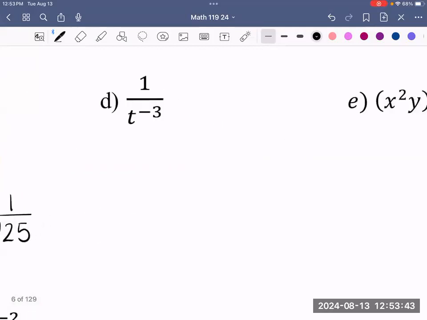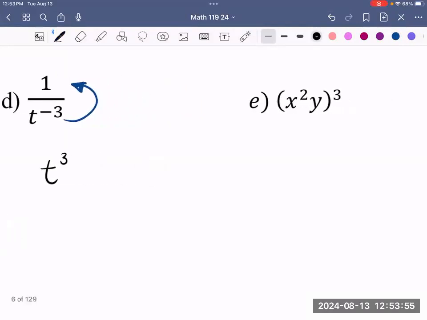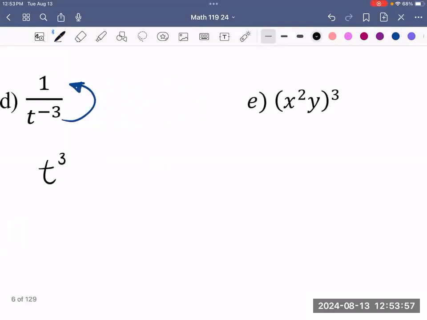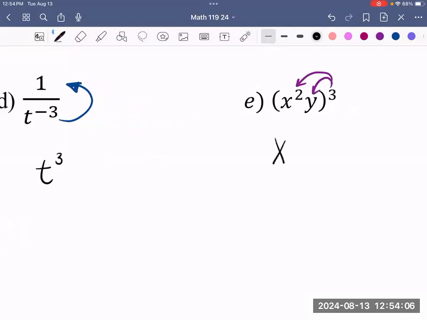All right, D, we again have a negative exponent. It is in the denominator this time, so we're going to just raise it up. So we just have t to the positive 3. And E, let's go ahead and distribute evenly throughout. We have parentheses, you have one exponent being raised to another, so we are going to be multiplying those exponents together. And there you have it.